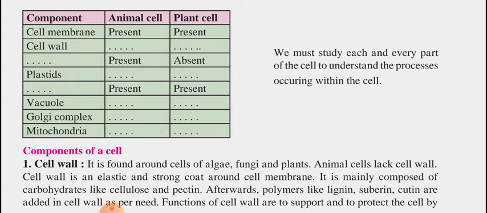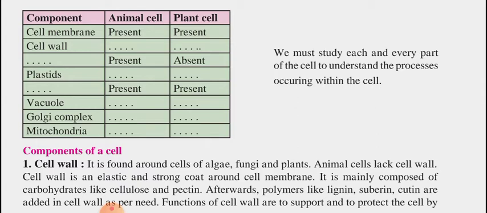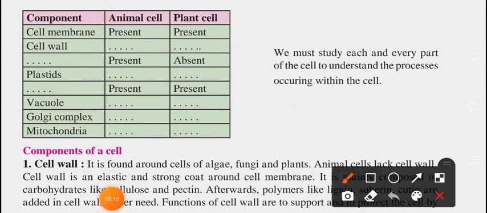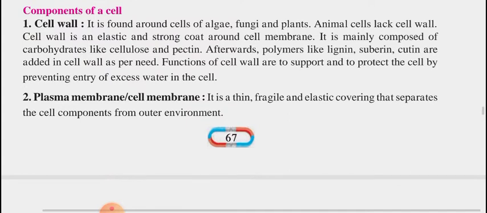Now we will go ahead with this component, animal cell, plant cell, which I have shown you in the previous screen. Whether the cell membrane is present in animal cell as well as plant cell, whether the cell wall is present in animal cell as well as plant cell, and you have to recognize where plastids are present, animal cell or plant cell, or in both. All these answers you will get in the diagram which I have shown you before this. So this is also a part of your homework. You have to complete this table. Now we will go ahead with the components of a cell.